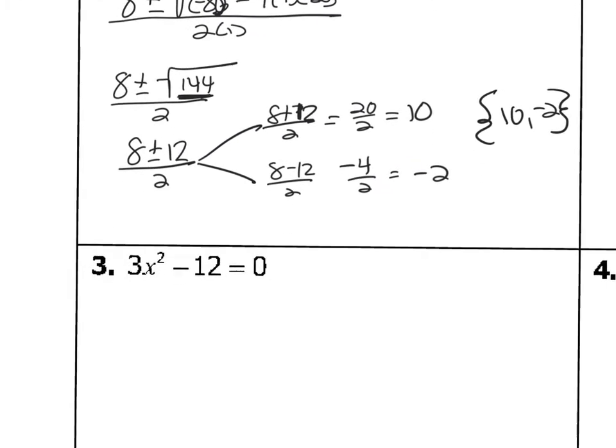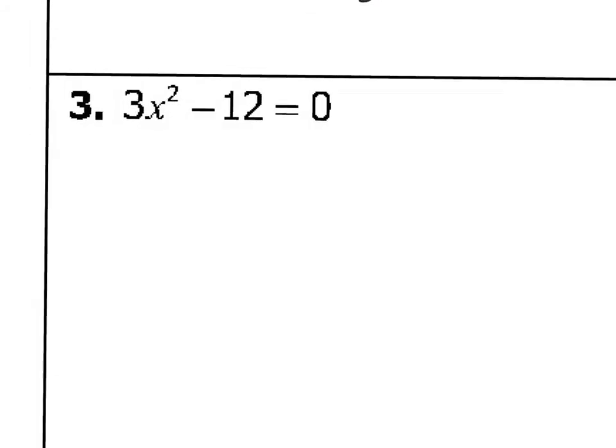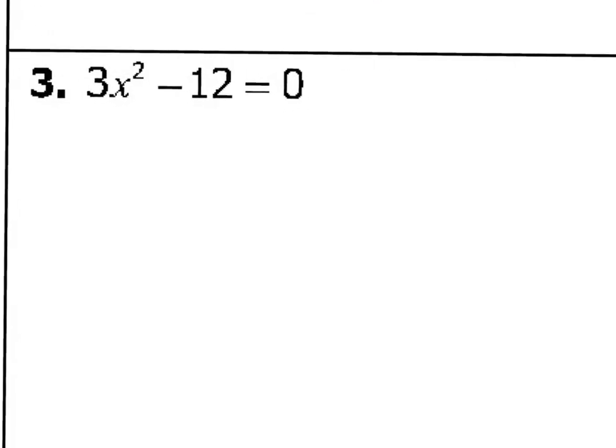All right, let's see. Oh, look at this one. I got 3x squared minus 12 equals 0. Well, it's set to 0. What do I not have? Okay, a is the coefficient of x squared, right? So a is 3. B is the coefficient of x.